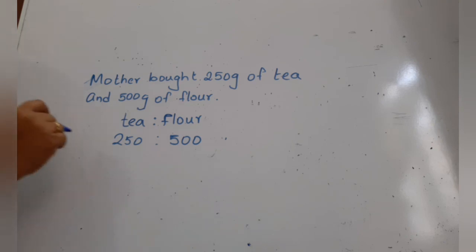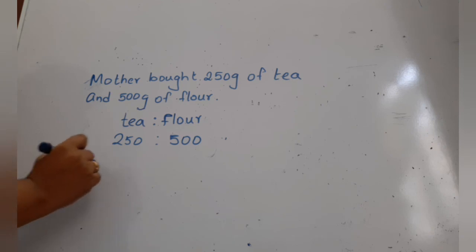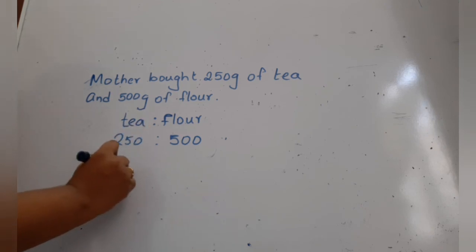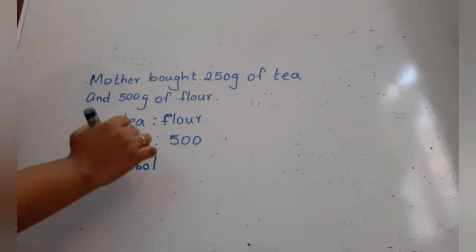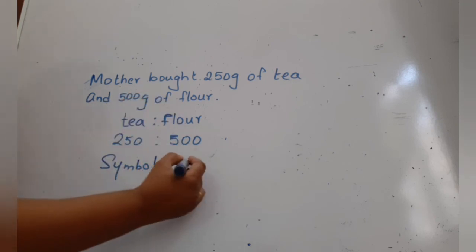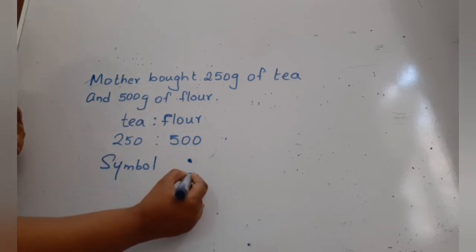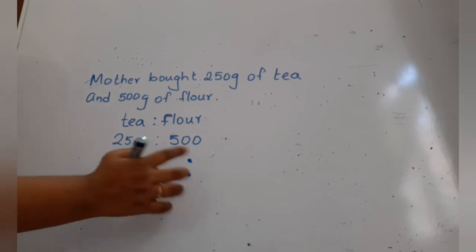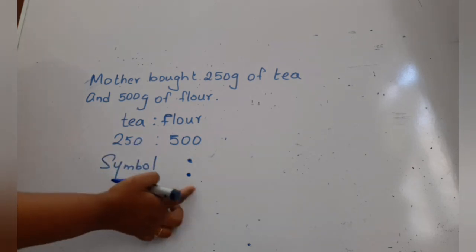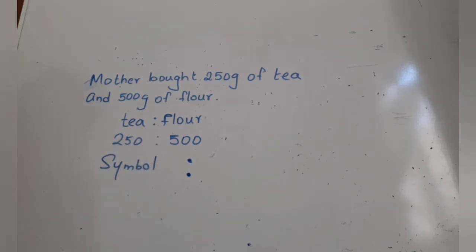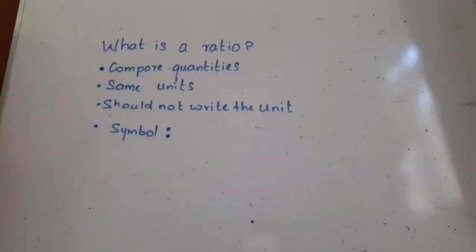And the last thing you need to consider is the symbol. As you know, the symbol used to indicate the ratio is this. You should separate the numerical values with this symbol only. Here I have written the summary of what we learned.